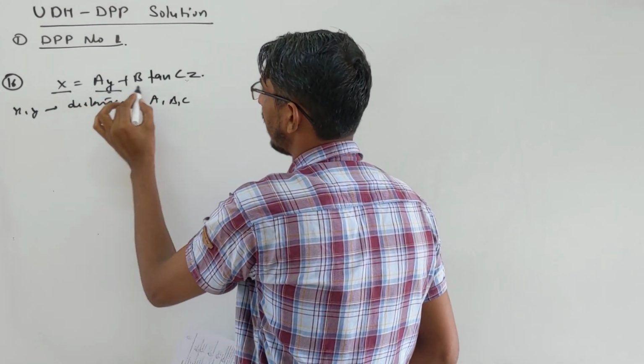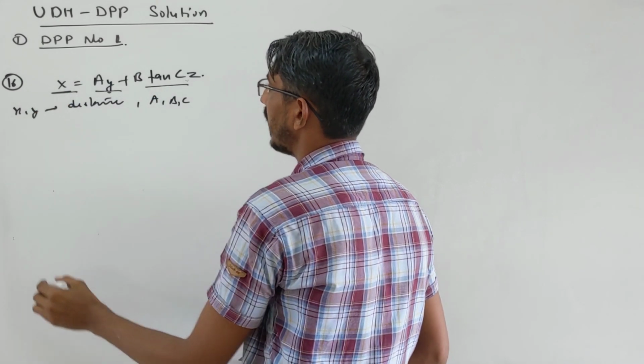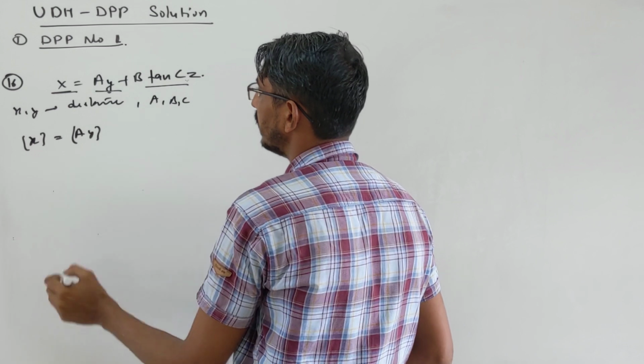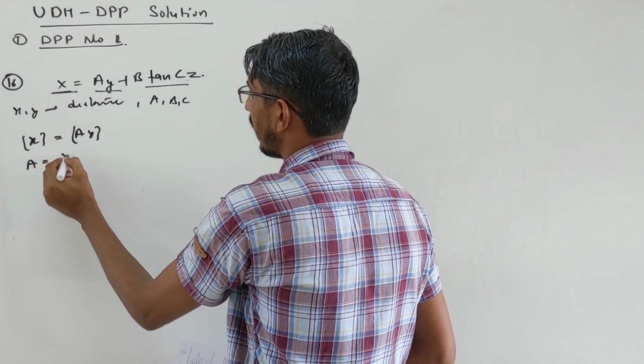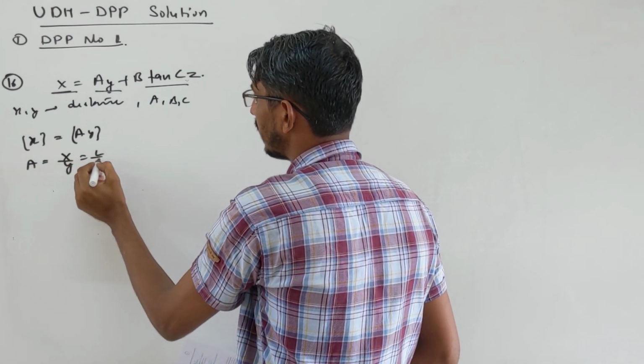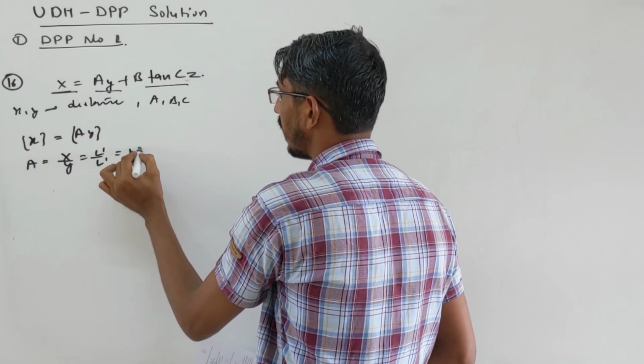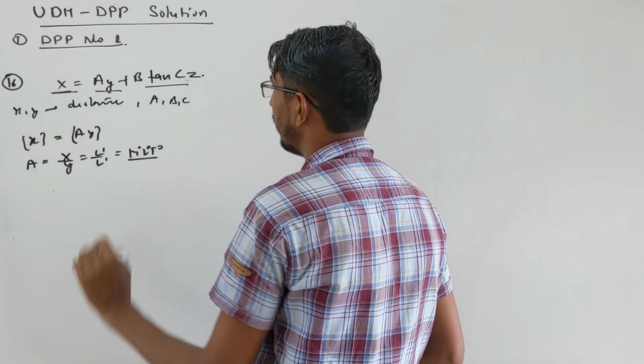Then all these three terms are added, so they should have the same dimension. So X dimension should be equal to A into Y dimension. So the dimension of A is equal to X by Y, both are length. So the dimension of that comes to M power 0, L power 0. Okay, zero dimension for A.